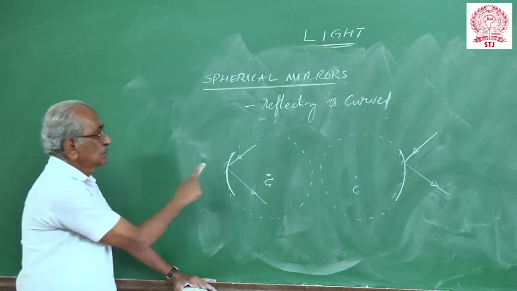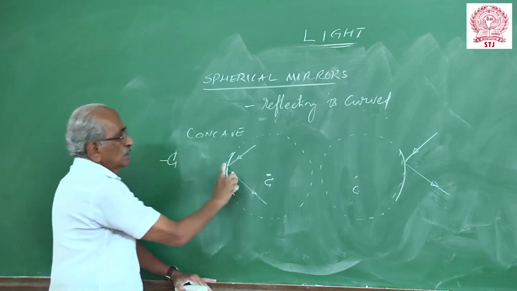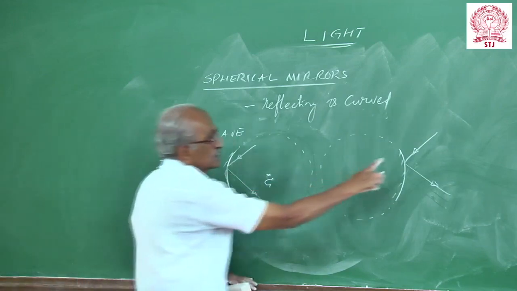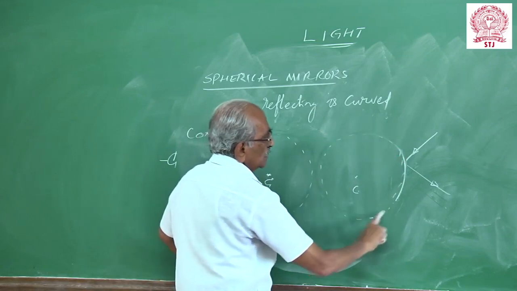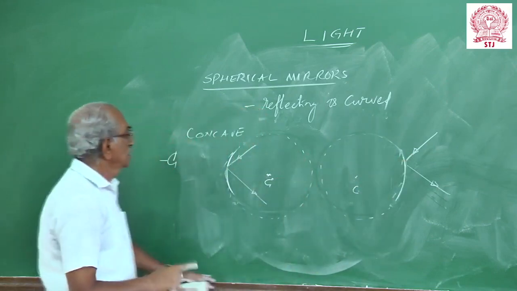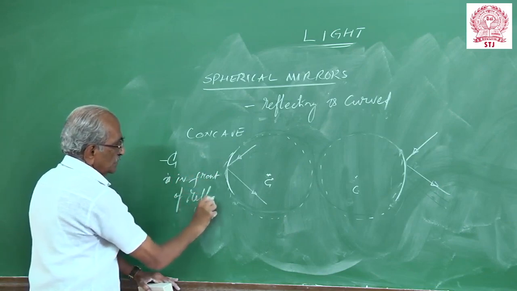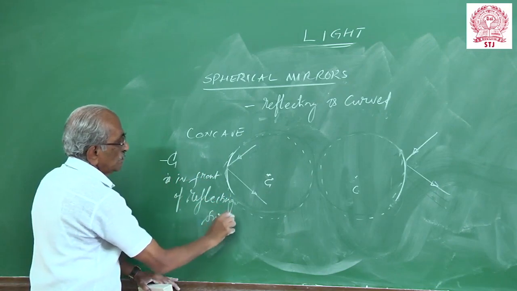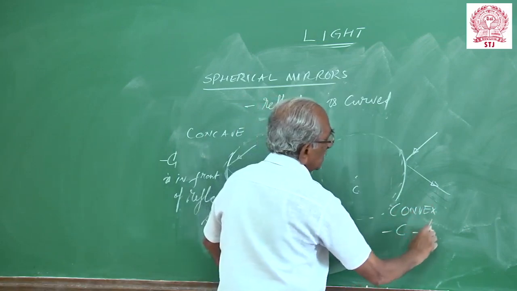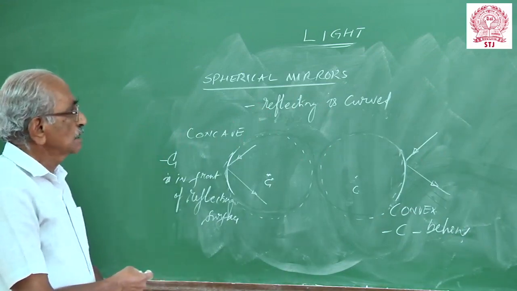So we have two types of spherical mirrors. This type is concave. Now the center of curvature of the spherical surface is in front of the reflecting surface. This is the surface. The center of curvature of the sphere of which this is a part is here, behind the reflective surface. So C is in front of the reflecting surface, the mirror. And here this is a convex mirror. Now C is behind the mirror. That's how we distinguish.